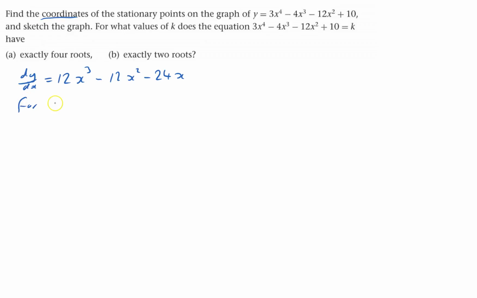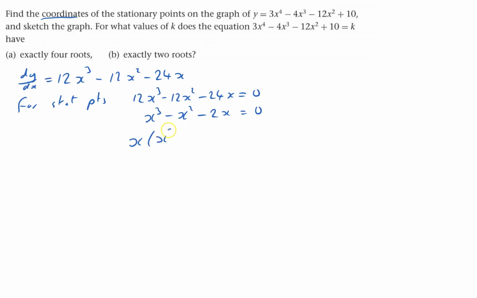For stationary points, that will equal 0. So 12x cubed minus 12x squared minus 24x equals 0. Divide through by 12, and that will give me x cubed minus x squared minus 2x equals 0. And I can factorize this. X can go into everything, so x times (x squared minus x minus 2) equals 0.